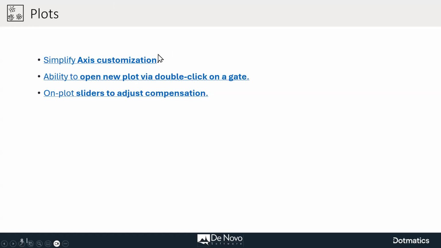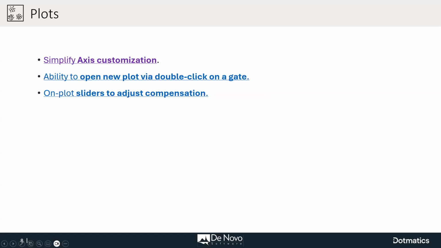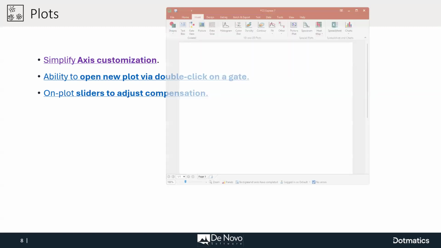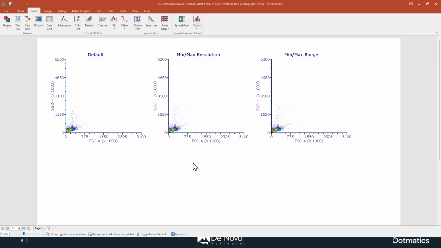So I want to open a layout and I want to use the old version of FCS Express. So in this case, I'm using 722, but you can also do the same using 724, for example. So, okay. This is the old version of FCS Express. In this case, it's 722.